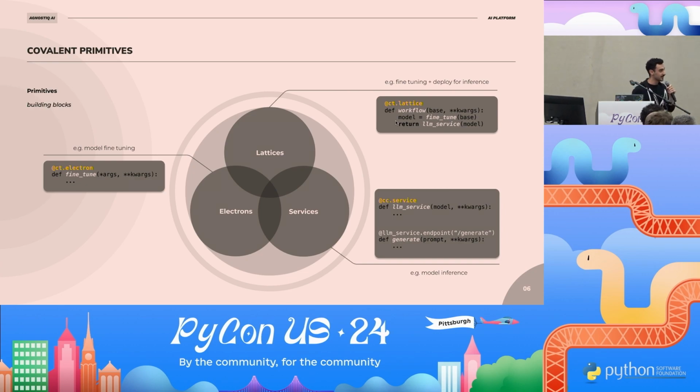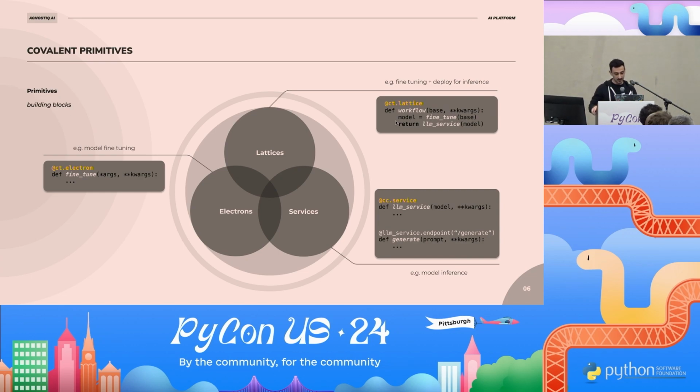So 3 things to think about. We have electrons, lattices, and services. The electron and lattice bit come from our origins in science and scientific computing. But you can think of electrons as being tasks, so something like fine-tuning a model, something that runs once and doesn't really stay up. A lattice is what combines your electrons and your services. So that's going to be our main workflow. It's kind of like a main function. That's where we're going to collect everything and compose all the little pieces.